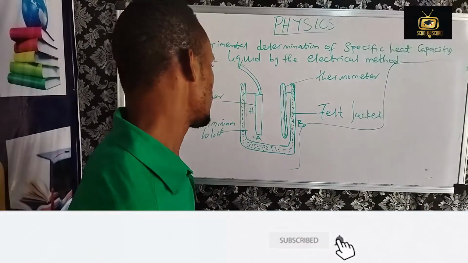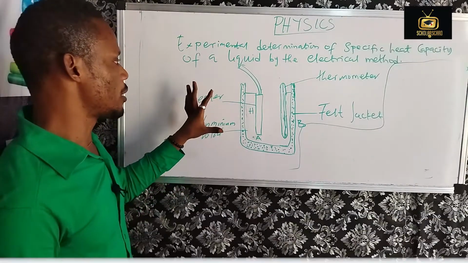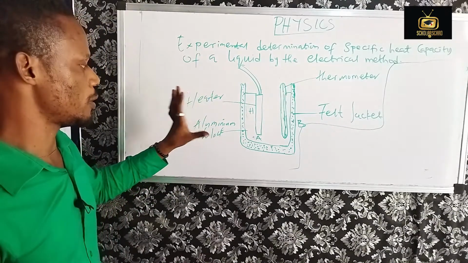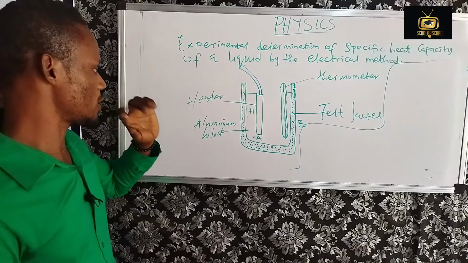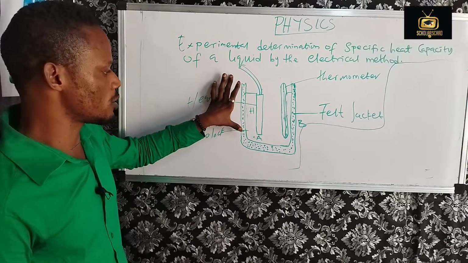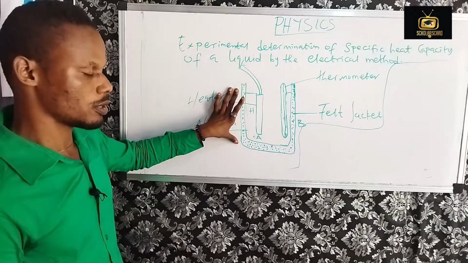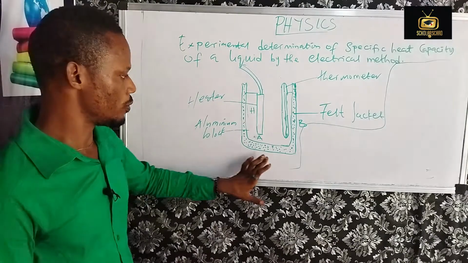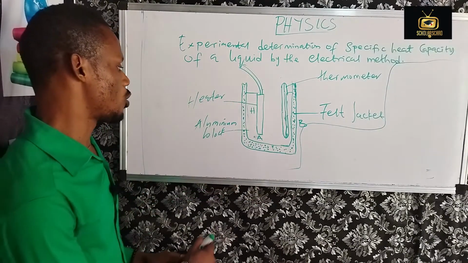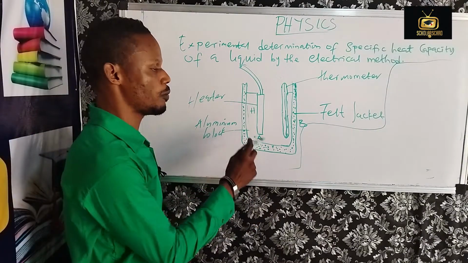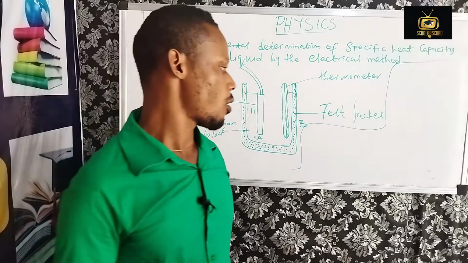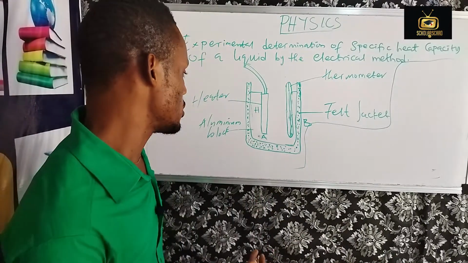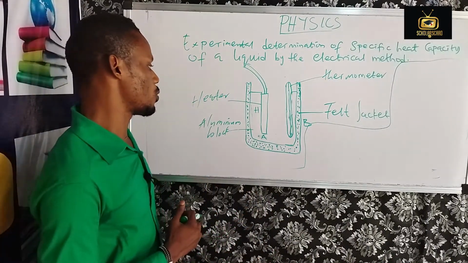Alright, now look at the board. Now we have an experiment. This is an experimental aspect of specific capacity. Now this is a bowl. You can draw it. This is an aluminum bowl. Now this is an unknown liquid. What I mean by unknown liquid could be water or kerosene or oil. Are you getting it? An unknown liquid inside the bowl.